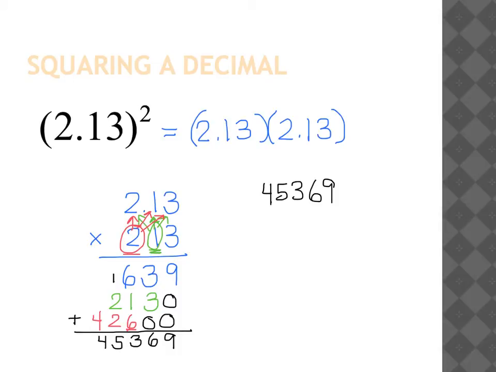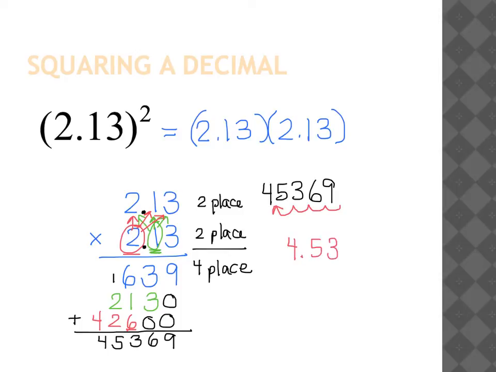And remember, we need to count how many place values we have from the right. So our first number has 2 places, and of course, since our second number is the same, it also has 2 places, for a total of 4 places. So in our answer, we want to move our decimal 4 places from the right. 1, 2, 3, 4. The result being 4.5369, or read correctly as 4 and 5,369 ten-thousandths.